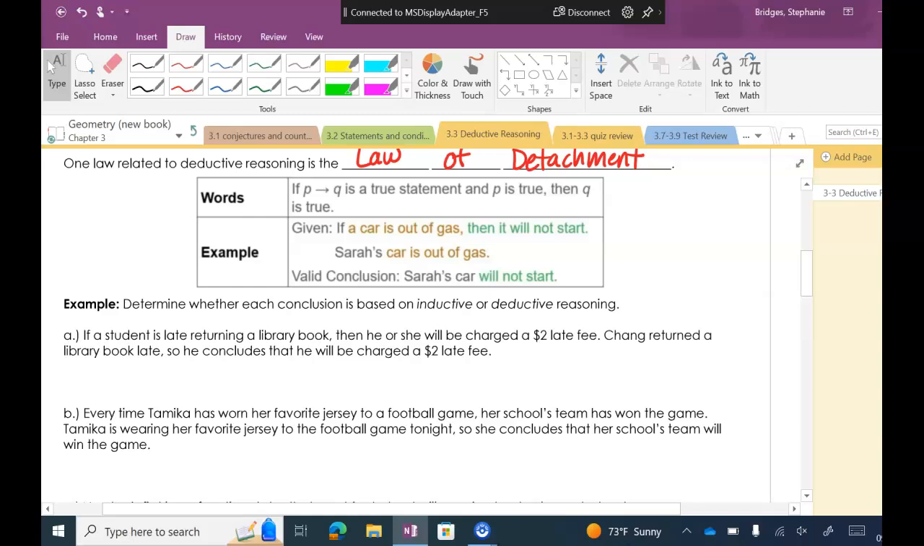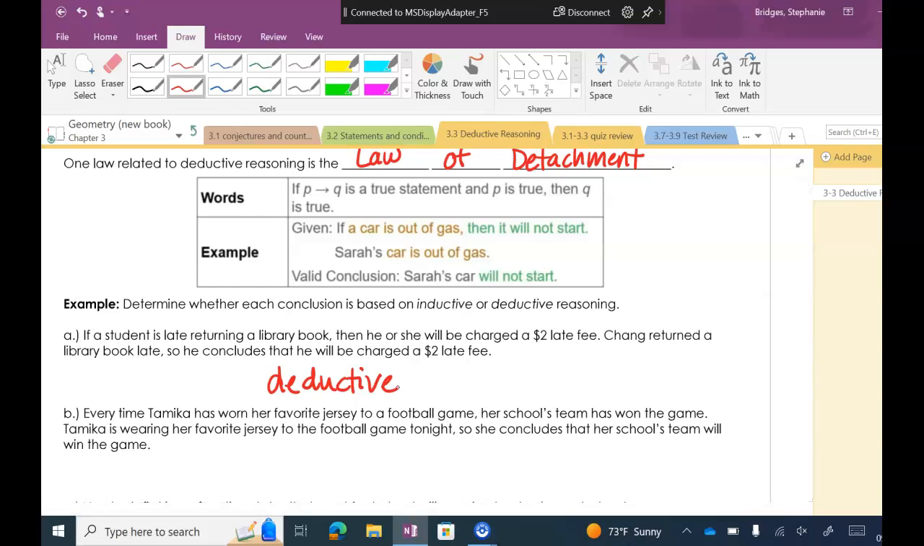If a student is late returning a library book, then he or she will be charged a $2 late fee. Chang returned a library book late, so he concludes that he will be charged a $2 late fee. Is that inductive or deductive? Which one? Deductive, yes, based off of rules, right? So that's going to be deductive. Remember, inductive is based off of patterns and observations.